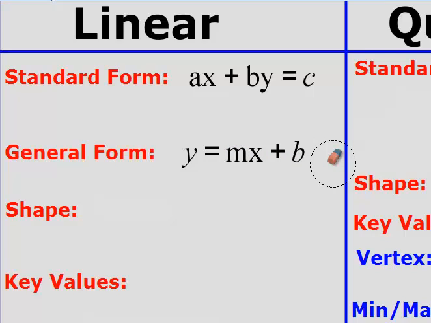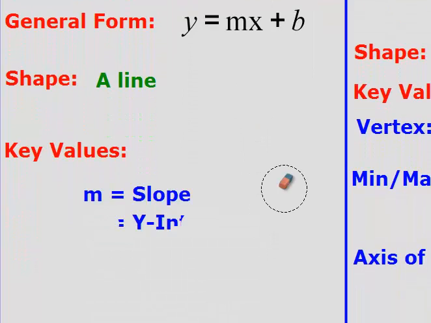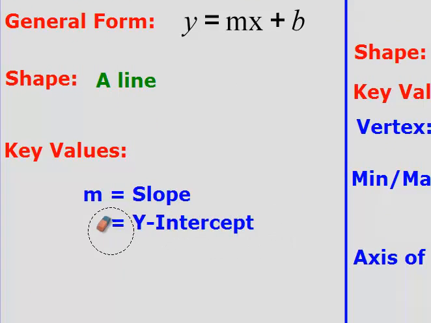What's the shape of a linear equation? A line. Okay, and what are the key values when you're graphing in slope-intercept form? m is what? And what's b? The y-intercept. So that's really all we pay attention to, right? If you give me the slope and the y-intercept, I can graph any line there is.